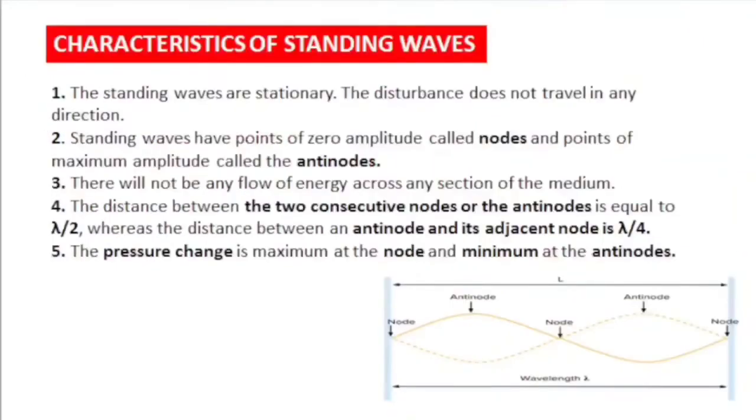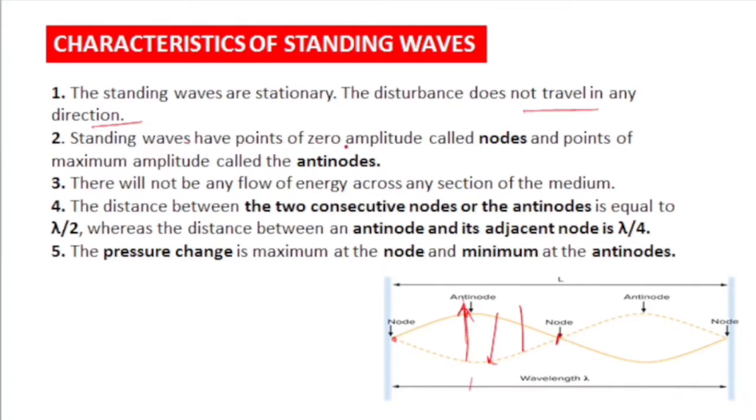So, there are different characteristics of standing waves. Standing waves are stationary. The disturbance does not travel in any direction. It only vibrates about its mean position, up, down, up, down. The position of node and antinode is always fixed. It just moves up and down, maximum displacement, then minimum displacement about the mean position. So, it does not travel in any direction, right?